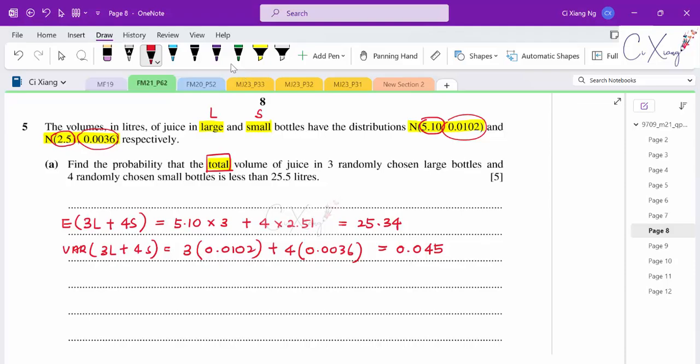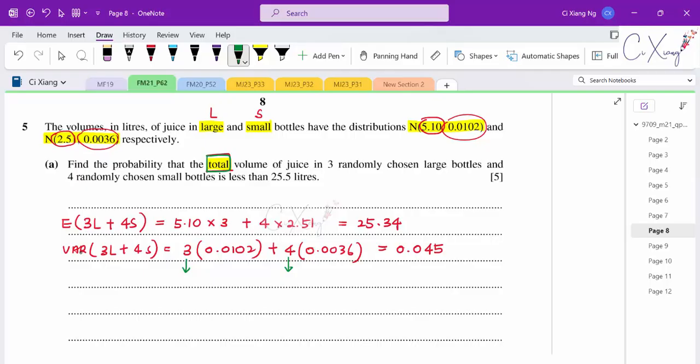Alright, so maybe the common confusion that students have is, they are not so sure when do I need to square the 3 and also the 4 under the variance part. For this question, there's no square for the 3 and also no square for the 4. It is because in this question, we are talking about the total volume. Total means plus. So we have variance L plus variance L1 plus variance L2 plus variance L3. If you simplify, it should be 3 times the variance L. So there's no 3 square.